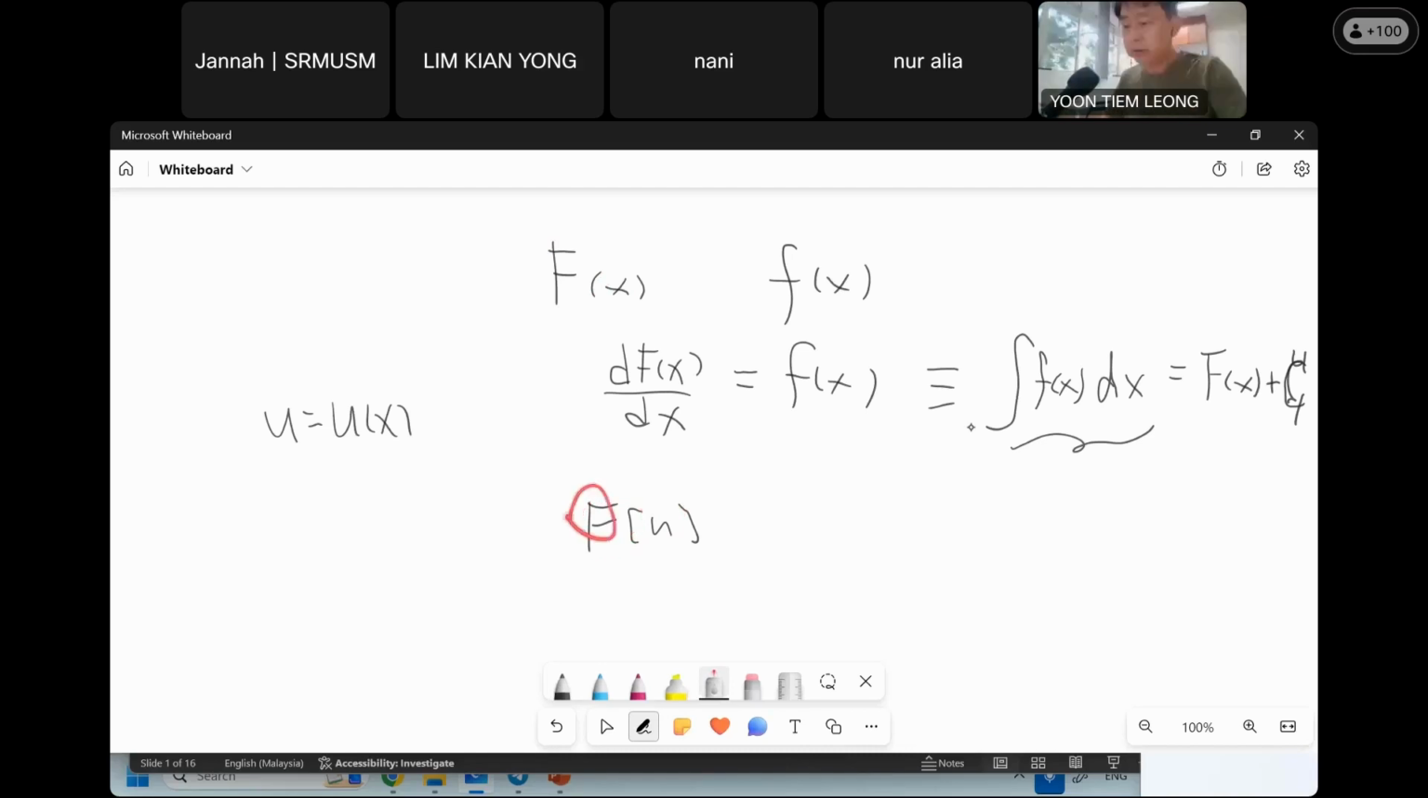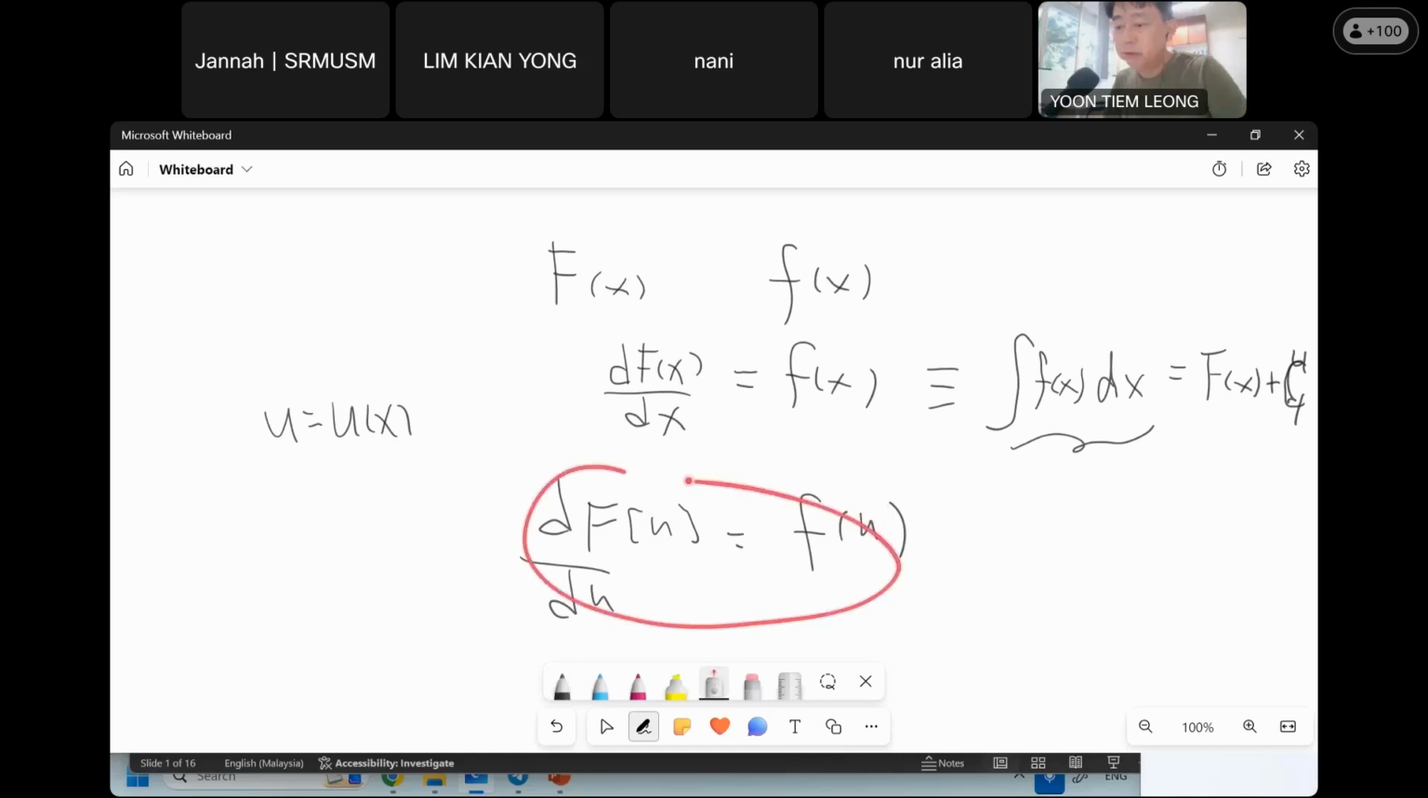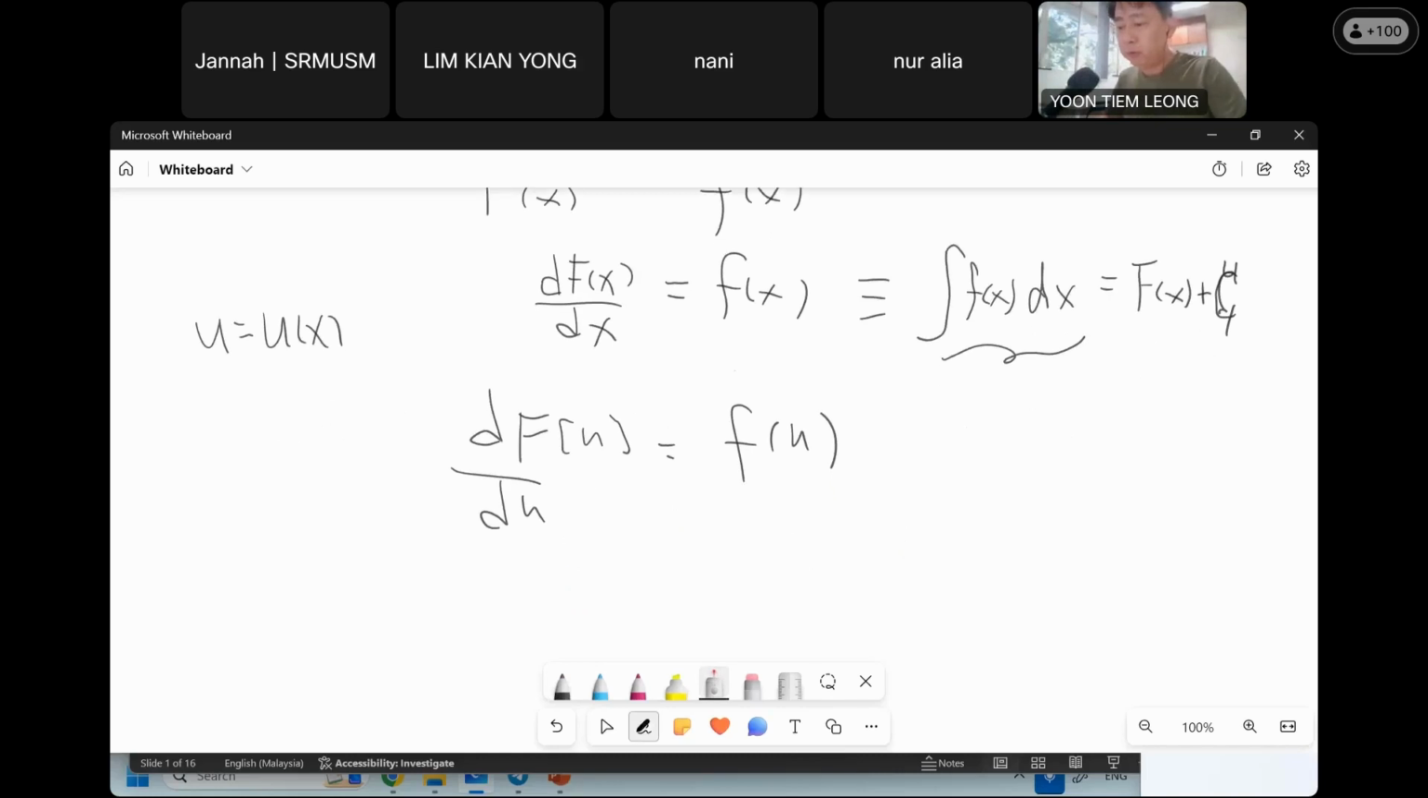It's a composite function of u. So in that case, I would say dF/du is equal to f of u, where u is a function of x, right? In the special case where u is simply equal to x, this relationship reduces to this. So this is just the relationship generalized from x to u. Now, once I have written that down, I'm going to proceed further.